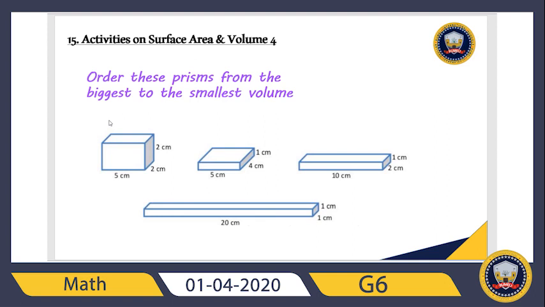Order these prisms from the biggest to the smallest volume. Here I have different prisms. I want to order them from the largest volume, or the biggest volume, to the smallest volume. Pause the video, try this question, then play the video and compare your answers.